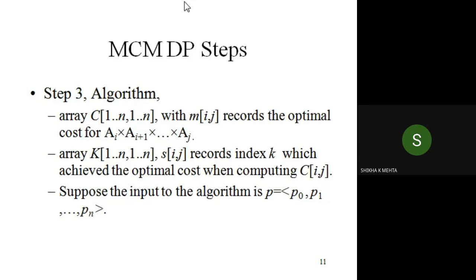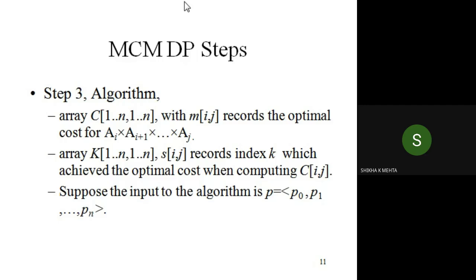So the algorithm says array C, i from 1 to n, with M i j, what's the optimal cost for this? Then array K, as I've told you. Array C is used for recording the optimal cost, so whatever cost is optimal, the minimum of all, we are going to store in this particular matrix. Then array K records the index K which achieves the optimal cost when computing C i j. So K is going to help us in the parenthesization.